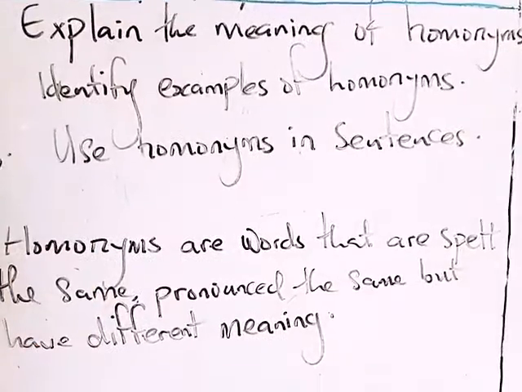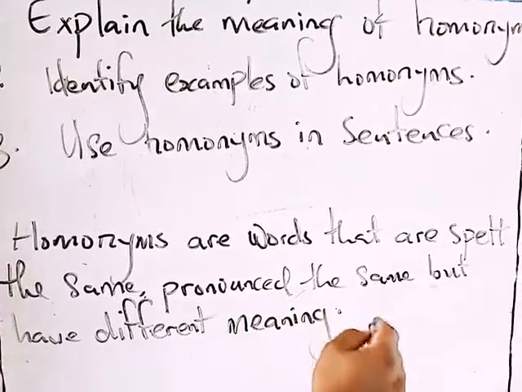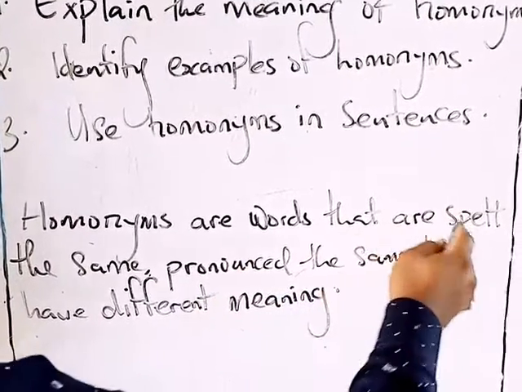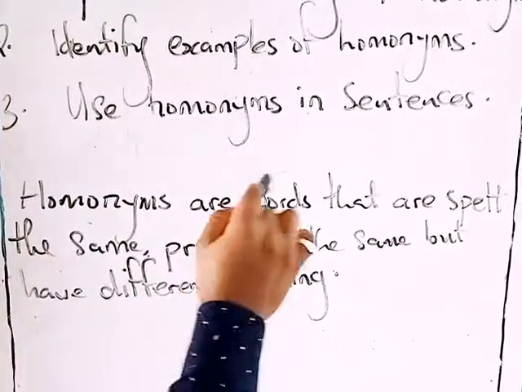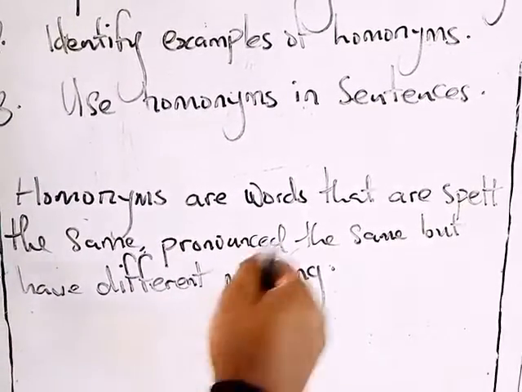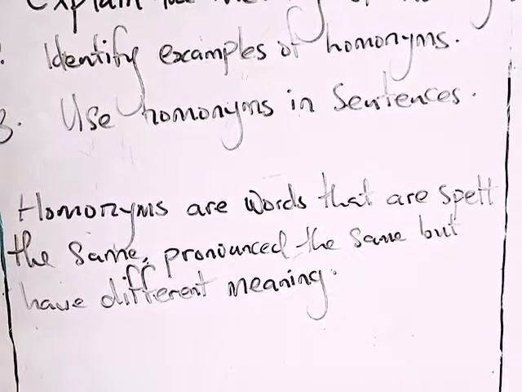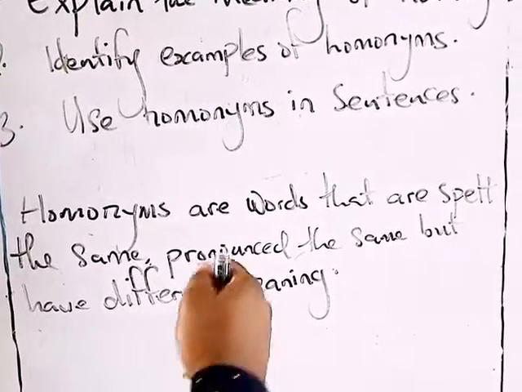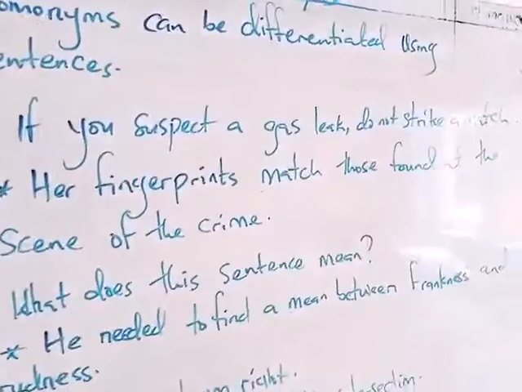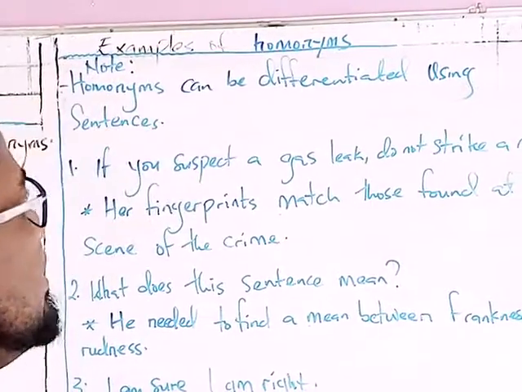Here it says, homonyms are words that are spelled the same, pronounced the same, but have different meanings. In other words, homonyms are classified as pairs of words that have the same spelling, same pronunciation, but differ in meaning. Examples. Now, we should note that homonyms can be differentiated using sentences.